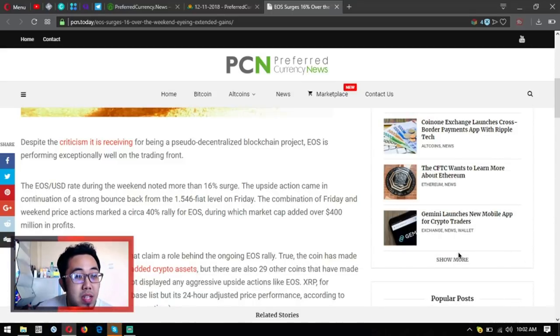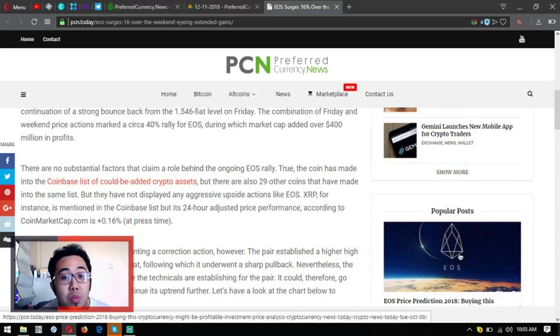Despite the criticism it is receiving for being a pseudo-decentralized blockchain project, EOS is performing exceptionally well on the trading front. The EOS USD rate during the weekend noted more than a 16% surge. The upside action came in continuation of a strong bounce back from the 1.546 fiat level on Friday. The combination of Friday and weekend price actions marked a circa 40% rally for EOS, which added over $400 million to its market cap.